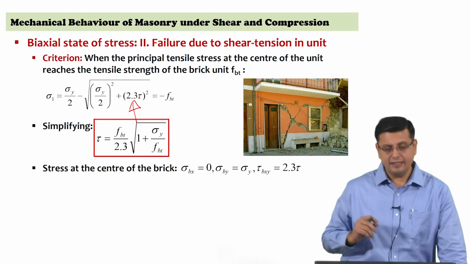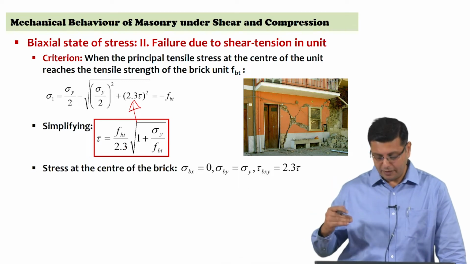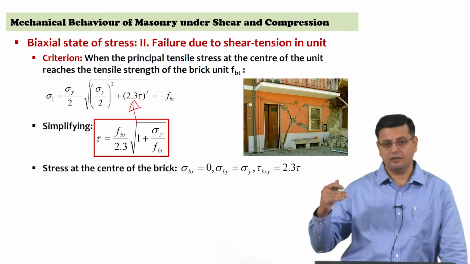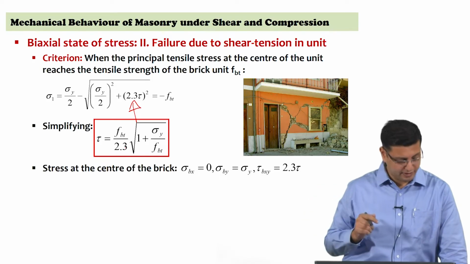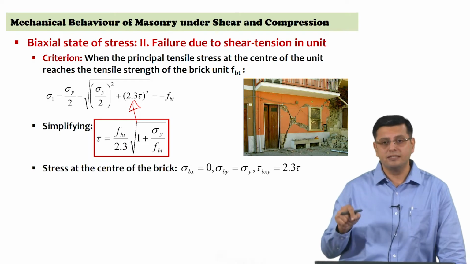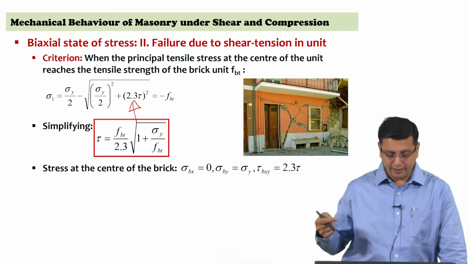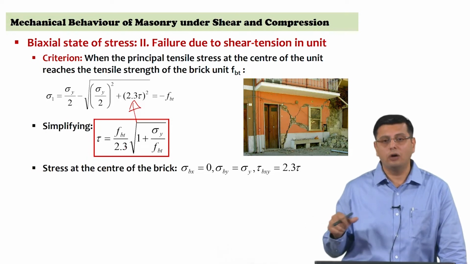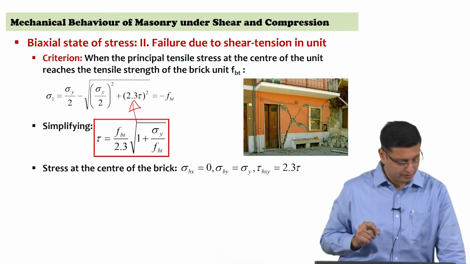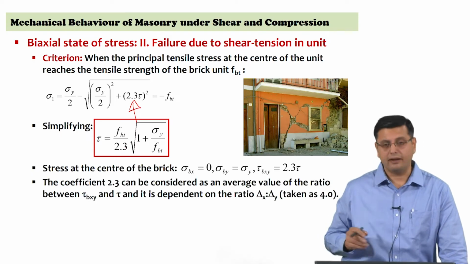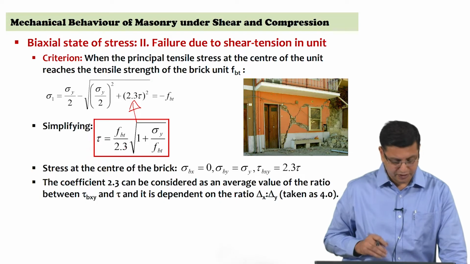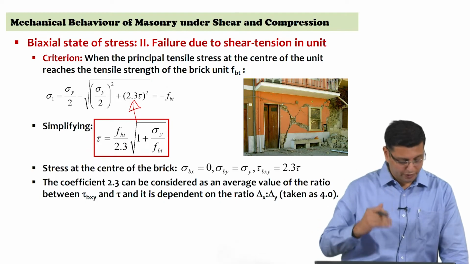If you were to examine what is happening at the center of the brick, the axial compression level is sigma y. We are assuming that the average normal stress is the normal stress acting at the center of the brick. We are assuming that there is no normal stress acting in the other orthogonal direction, and the shear stress is 2.3 tau. I will be able to provide the reference available for arriving at this formulation, but it is a simplification of the state of stress from the joint to the center of the brick.